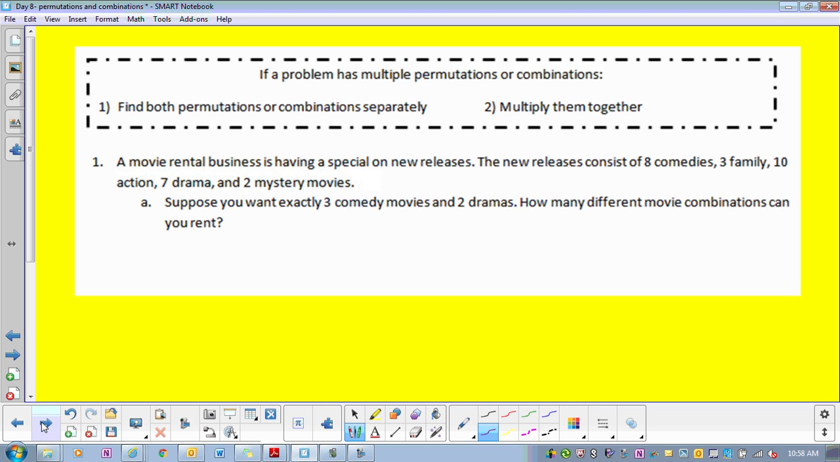So sad. No more Blockbuster. But when they were around, they're having a special on new releases.